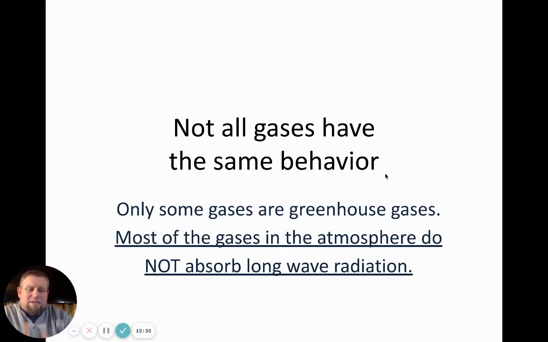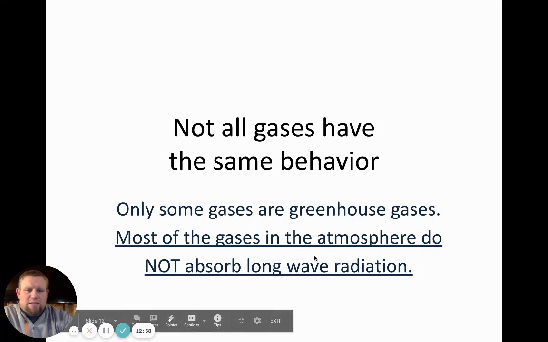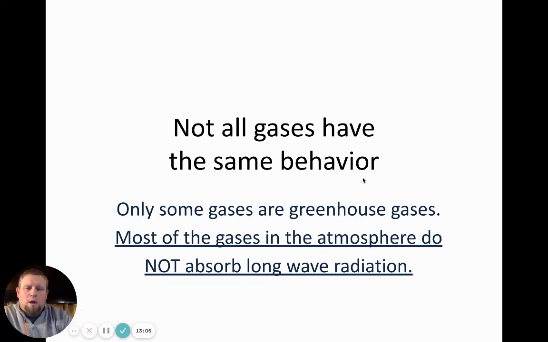So not all gases have the same behavior. Only some of these are greenhouse gases. It's only really a small portion, about 1% of our atmosphere, that's made up of greenhouse gases, but that 1% is super important. Without it, we would have really, really cold temperatures on Earth. We'd all freeze up. We wouldn't be able to support life on this planet without this small percentage of our atmosphere. So most of the gases in the atmosphere do not absorb long wave radiation, but these greenhouse gases do, and they serve a really important role for keeping our planet at mild temperatures.